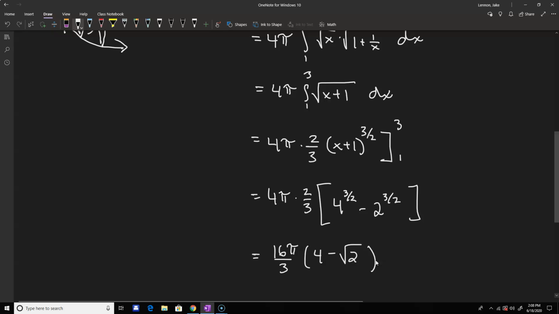So can we see that pretty easily? Well, inside the parentheses, 4 to the 3 over 2 is going to be 8, and then minus 2 to the 3 over 2 is 2 radical 2. So we have an extra factor of 2 that we can pull out, and that's why we're left with 16 pi over 3 times quantity 4 minus the square root of 2.